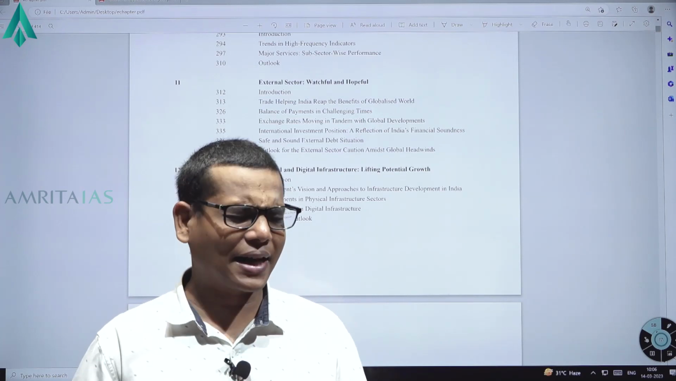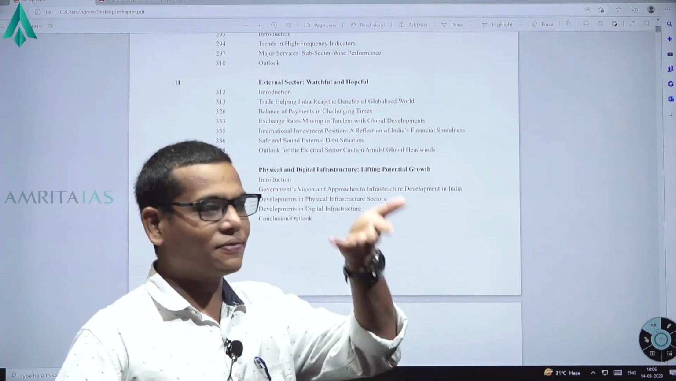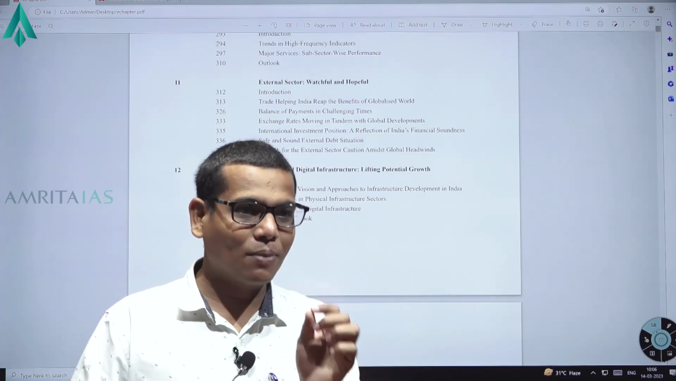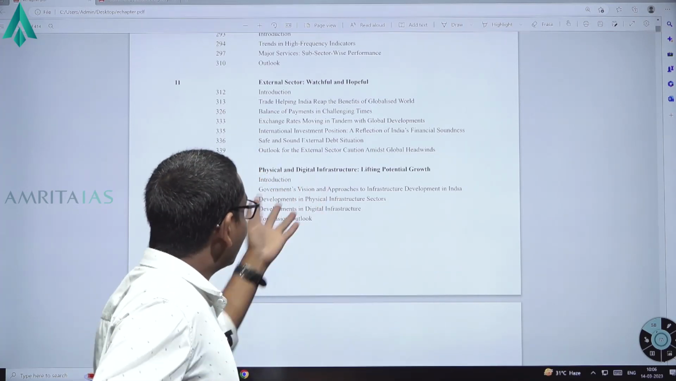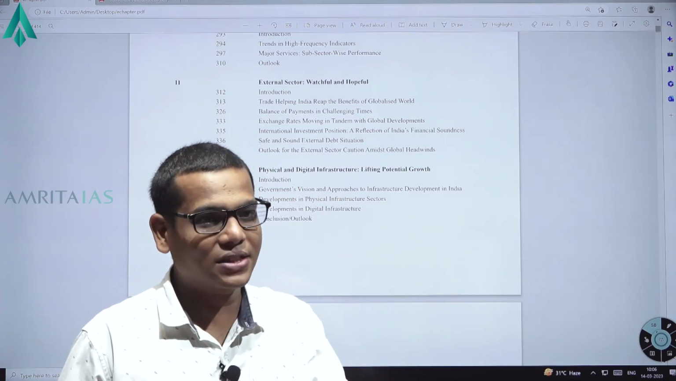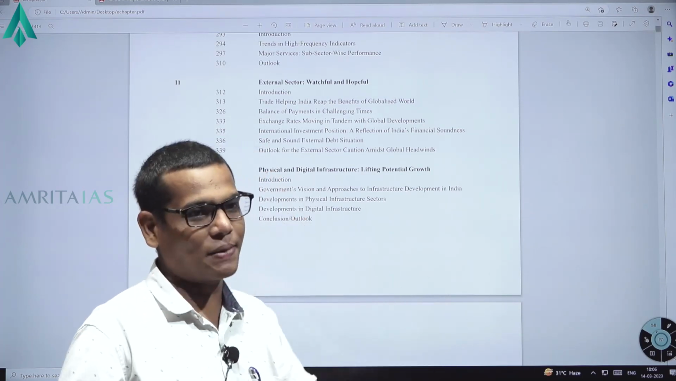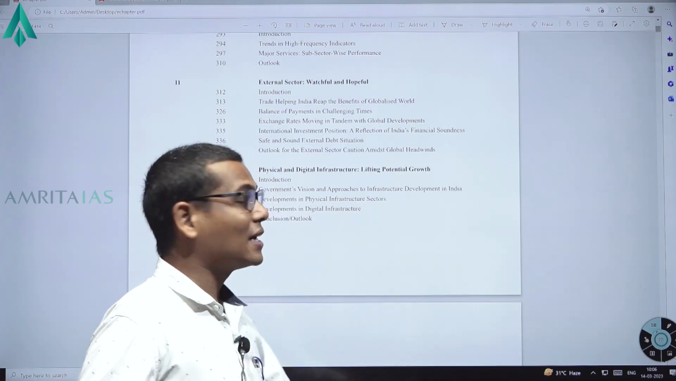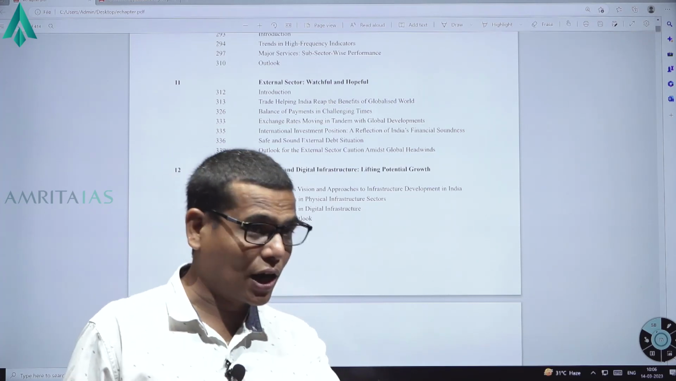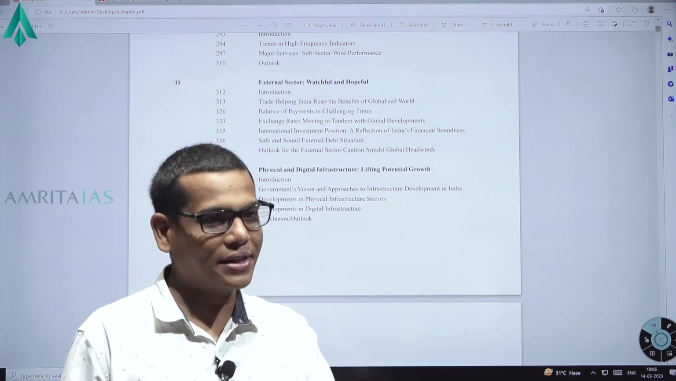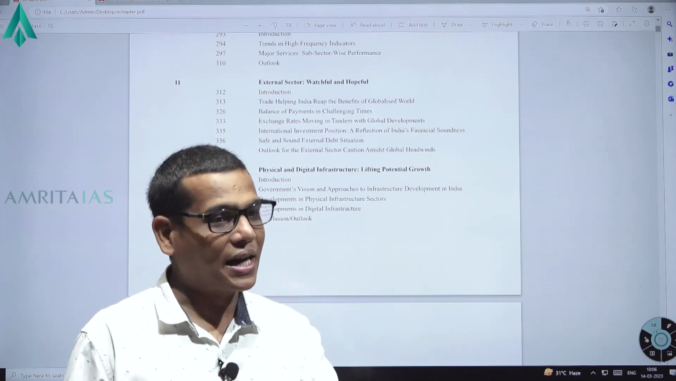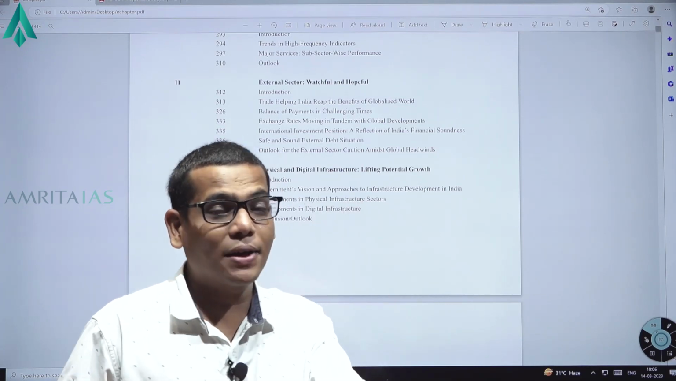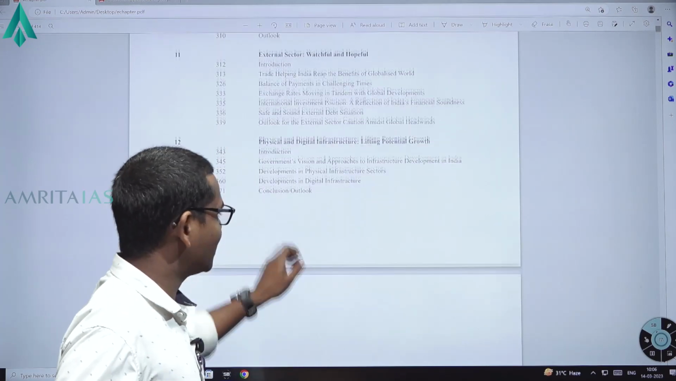Definitely infrastructure plays a key role in lifting growth, and in this chapter they have clearly mentioned what the development in infrastructure was, both physical and digital, where we were 10 years back, where we are now, and how it is going to contribute to growth. It has given the progress related to infrastructure development, the various schemes we are implementing in infrastructure creation, and new programs like the National Infrastructure Pipeline and Asset Monetization Pipeline.